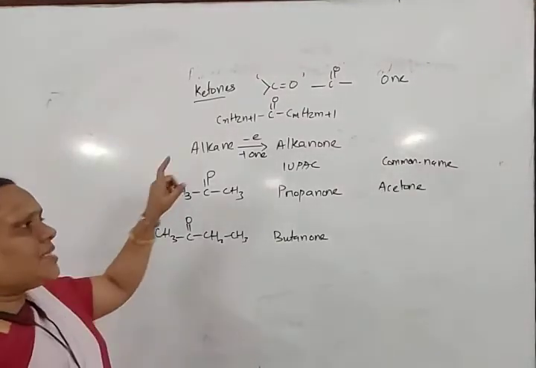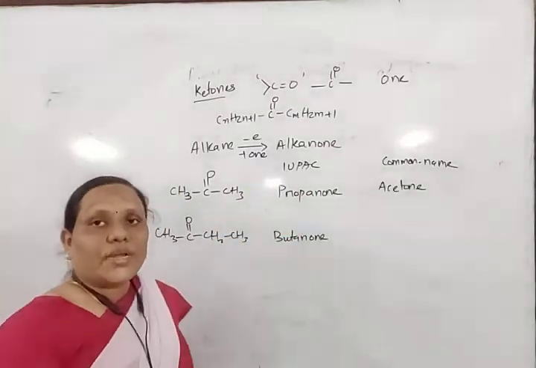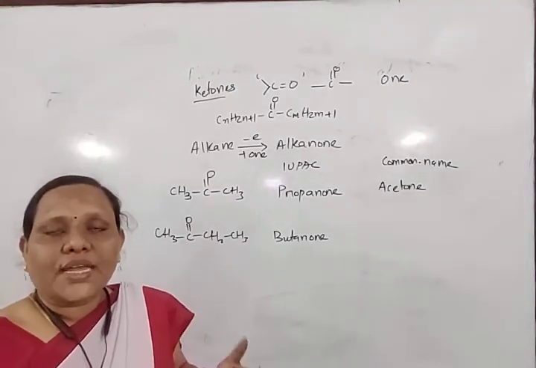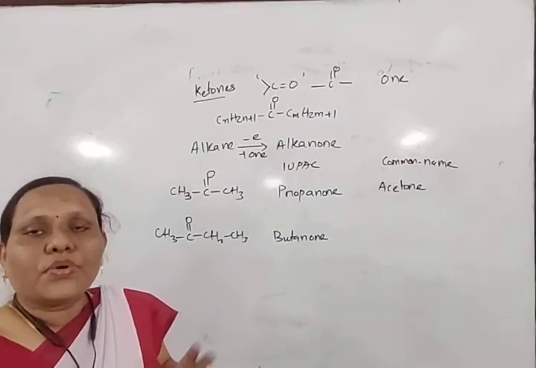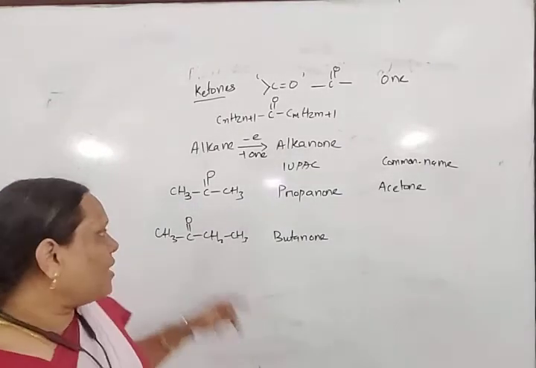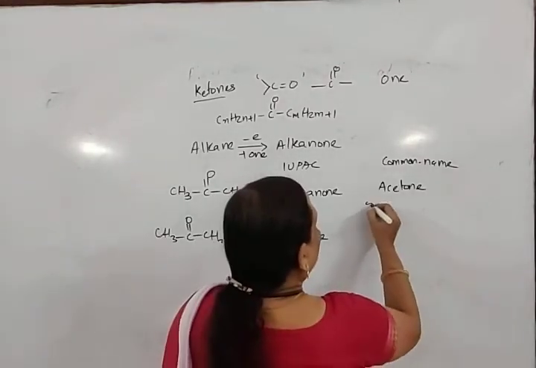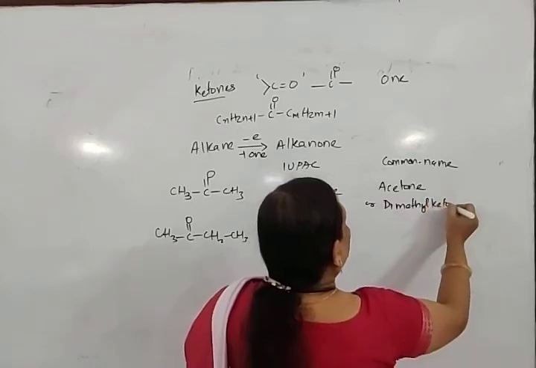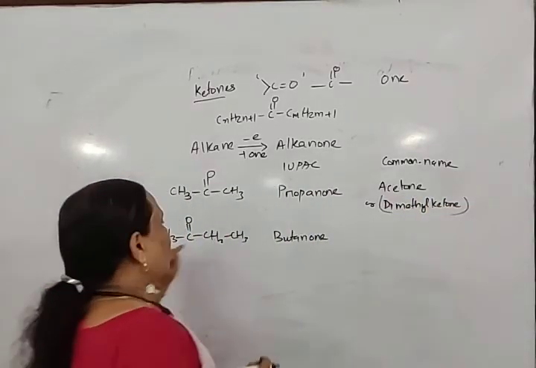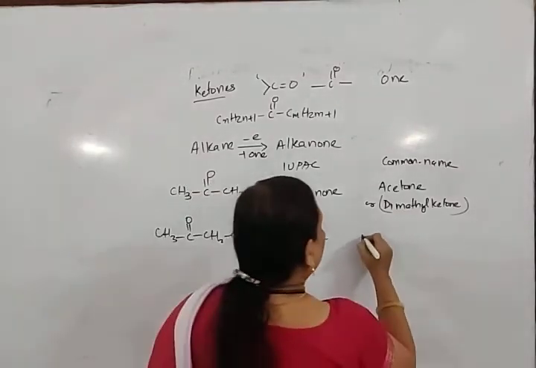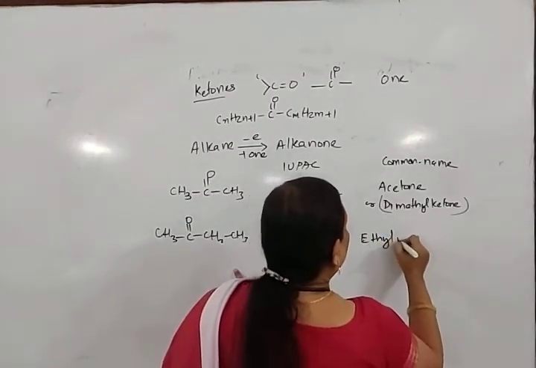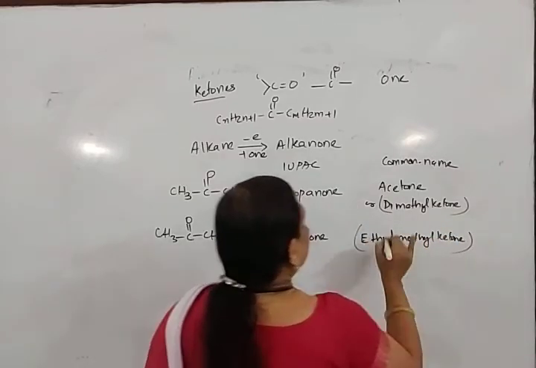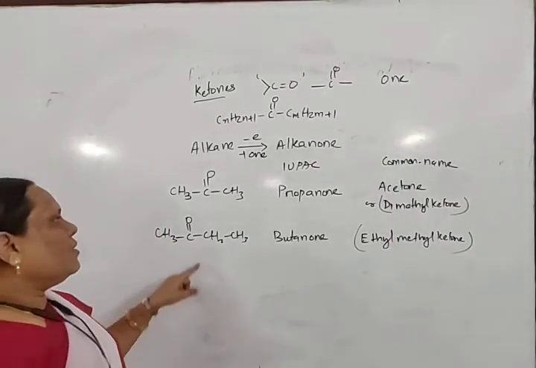And how to give the common name? It can be named as alkyl ketone. If both alkyl groups are the same, we write dialkyl ketone. If both are different alkyl groups, then we write them in alphabetical order. So this is known as acetone or dimethyl ketone. And this is methyl and ethyl, alphabetically ethyl comes first, so it is known as ethyl methyl ketone. Its IUPAC name is butanone.